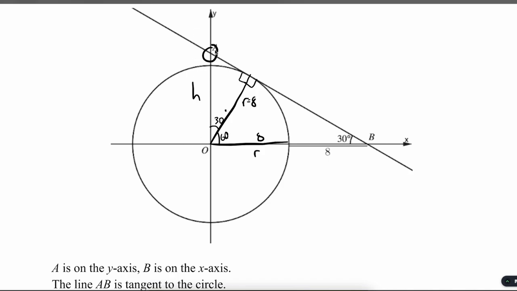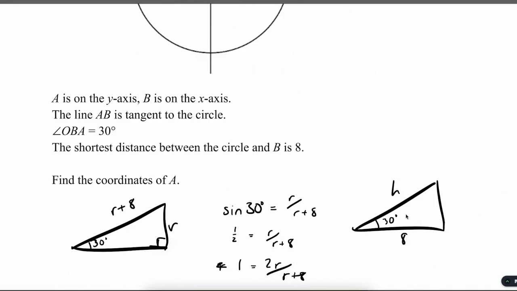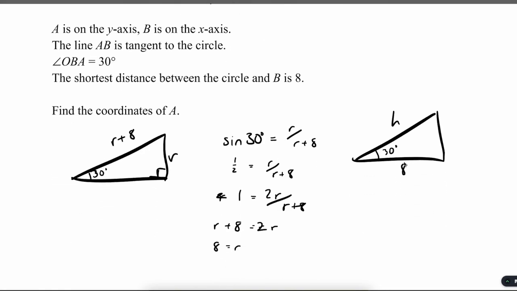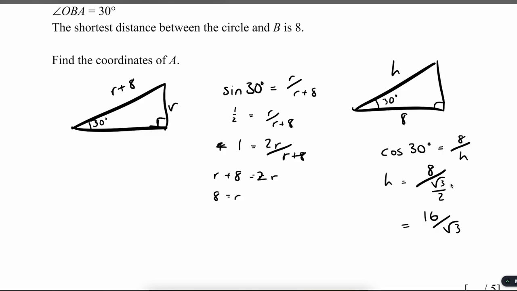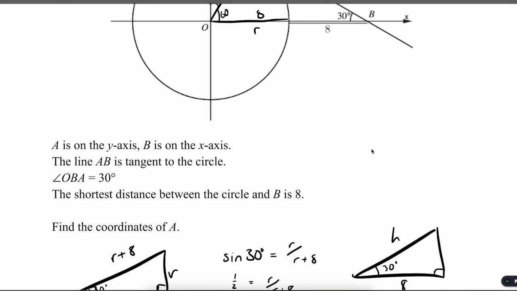So we know x is 0 at the point A. So we'll just leave it at this. And then we've got an adjacent side and a hypotenuse, so we're going to use cosine. Cos 30 degrees equals adjacent over hypotenuse. So hypotenuse equals 8 over cosine 30 degrees, which is root 3 over 2. So our h is 16 over root 3, because we can keep-flip-change for that fraction.